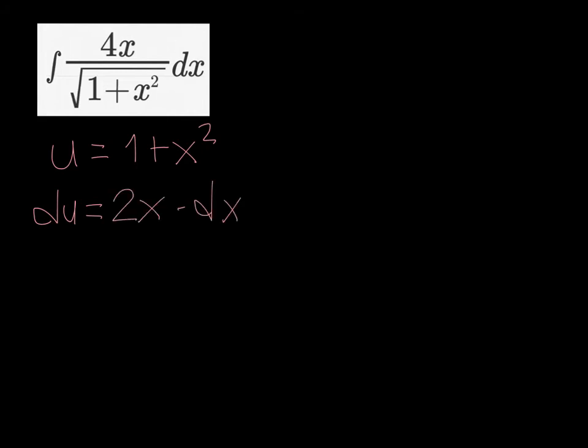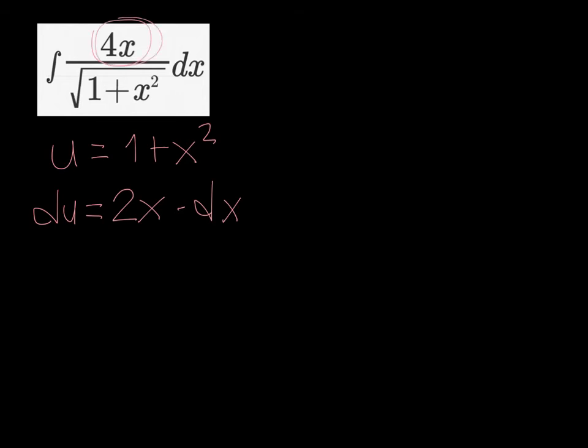Another example, a little bit more complex, will be this: the integral of 4x over the square root of 1 plus x squared times dx. So we choose our u as the function which is elevated to an exponent. So in this case, my u is going to be 1 plus x squared. And that expression is elevated to the negative 1/2, if you rewrite the original expression. So if we choose that as u, du will be the differential of this, that is 2x times dx.